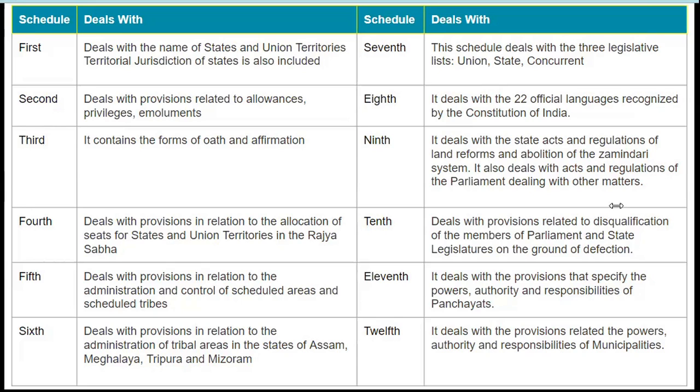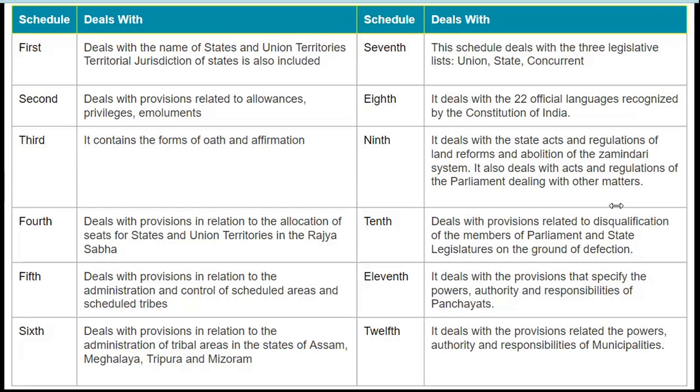And second schedule deals with provisions related to allowances, privileges, emoluments of President of India, Speaker of Lok Sabha and Deputy Speaker of Lok Sabha, governors of Indian states, Chairman of Rajya Sabha and Deputy Chairman of Rajya Sabha, Speaker and Deputy Speaker of Legislative Assemblies of Indian states, Chairman and Deputy Chairman of Legislative Councils of the Indian states, High Court judges, Supreme Court judges, Comptroller and Auditor General of India, right?